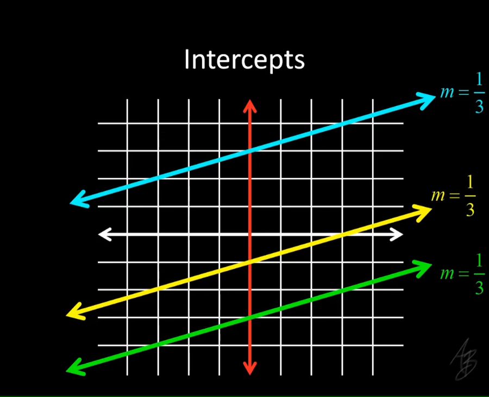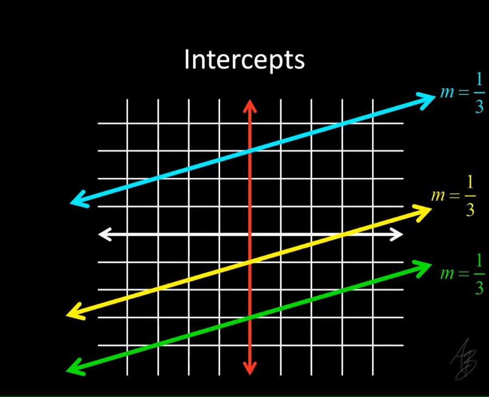Actually, in this picture, we can only see the x-intercept for one of the lines. Which line can we see the x-intercept for? The yellow one. The green one has an x-intercept, but it's over off the graph. And the blue one, the same thing. It has an x-intercept, but it's over off the graph. But all 3 of them have a y-intercept that we can see in the picture here. And the y-intercept is a point. It's the point where it crosses the y-axis.